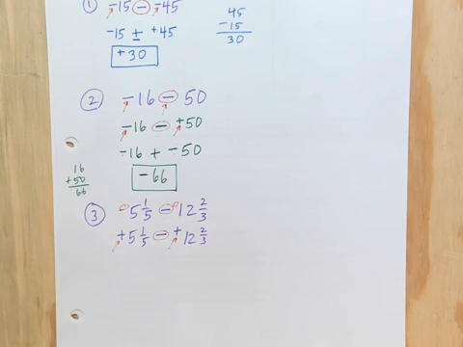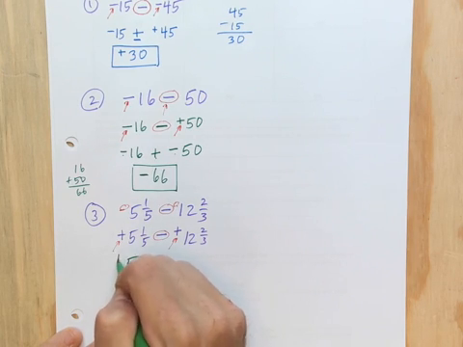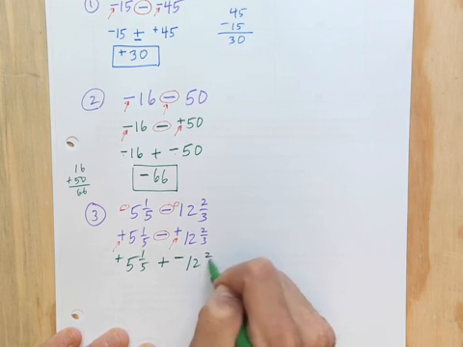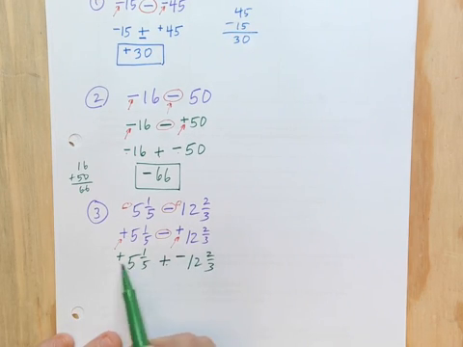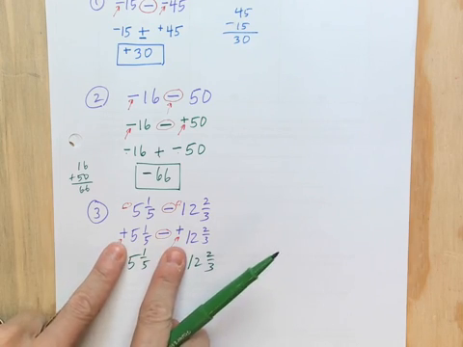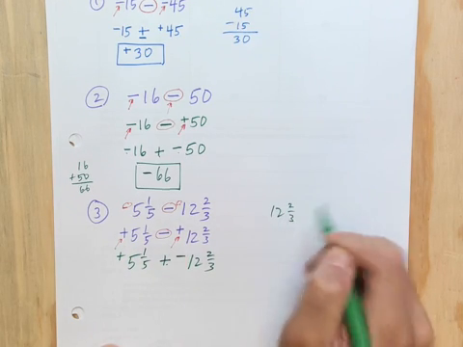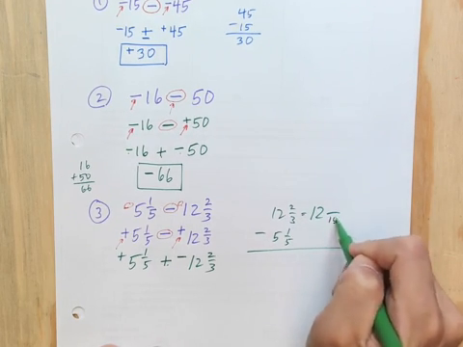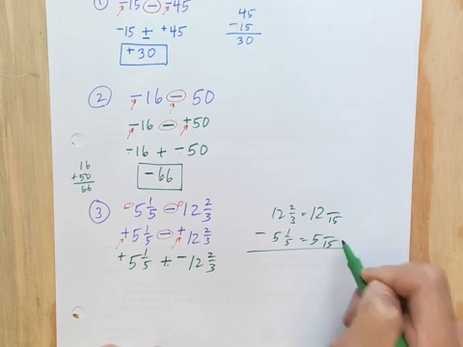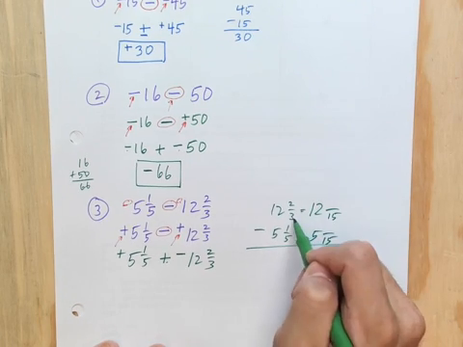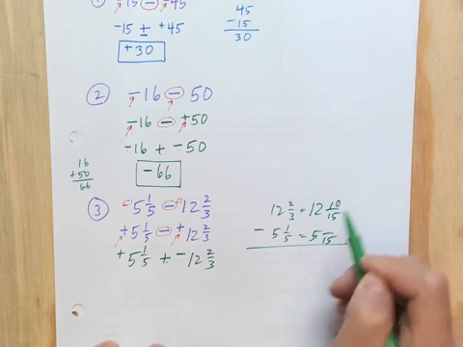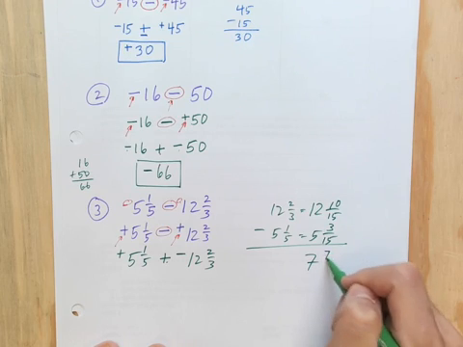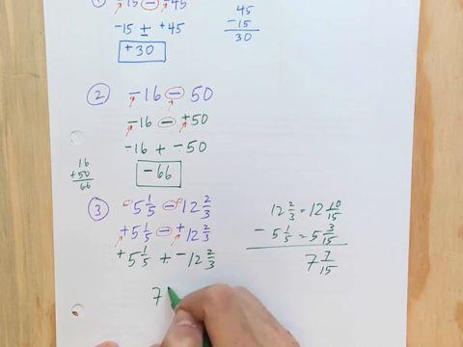I'll rewrite it doing stay, change, change. Stay 5 1/5 plus negative 12 2/3. I'm now adding numbers with different signs, so I ignore the signs and subtract the numbers: 12 2/3 minus 5 1/5. Common denominator of 15. There's another video on how to subtract mixed numbers if you forget that. 3 times 5 is 15, 2 times 5 is 10, 5 times 3 is 15, 1 times 3 is 3. This gives me 7 7/15.